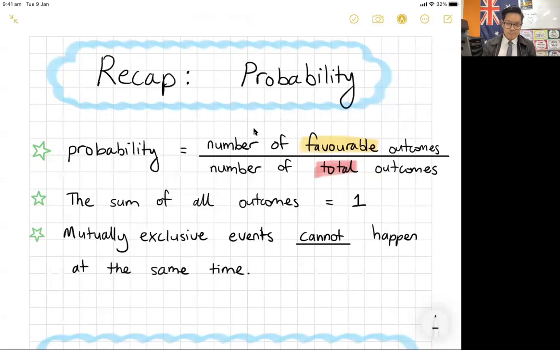And the last thing, which was from the last lesson, is mutually exclusive events. To put it very simply, mutually exclusive events cannot happen at the same time. For example, if I roll a dice, there's no way I can roll a 1 and a 2. Or if I toss a coin, there's no way I can get heads and tails at the same time. So we call those mutually exclusive because they can't happen at the same time.